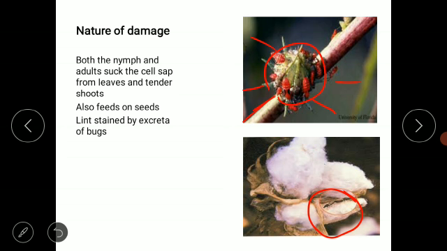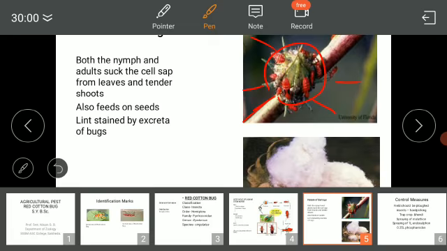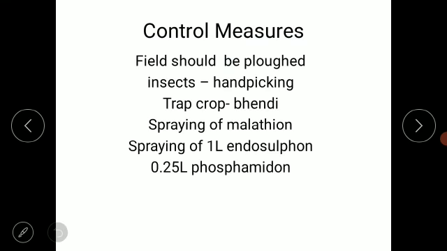It also feeds on the seeds of the cotton, and the lint is stained by the excreta of the bug, and they are responsible for causing damage to the cotton. The excreta is responsible for staining the cotton, and hence we call that particular pest the red cotton bug. So this is about the nature of damage. Now the next one, we study the control measures: how we are going to control the population of red cotton bug.